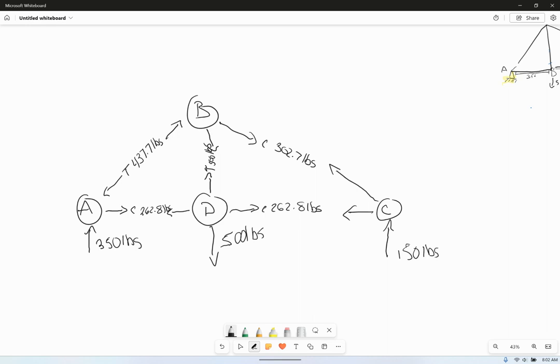So we are showing that these three members are in compression. This member is in tension. And so we have got all of our forces listed on it, and everything is equaled out to 0. This is statically determinate. We have solved for that truss calculation. Congratulations.